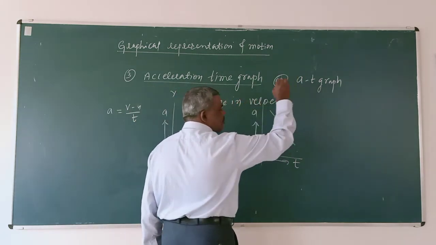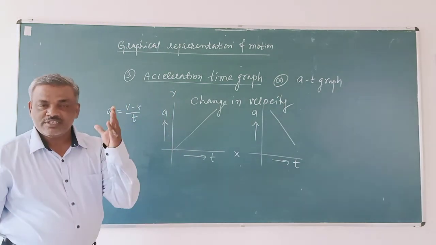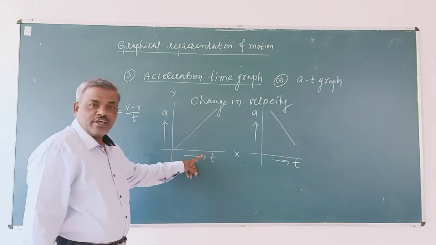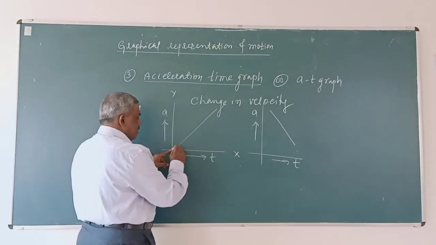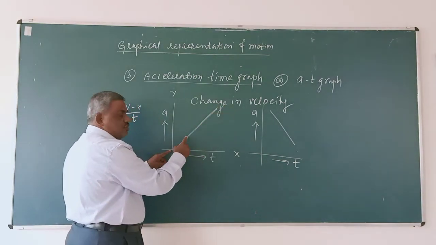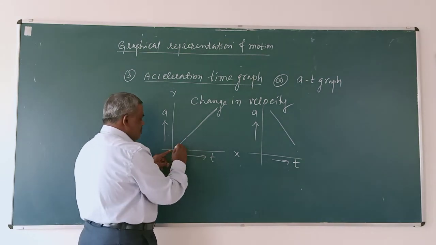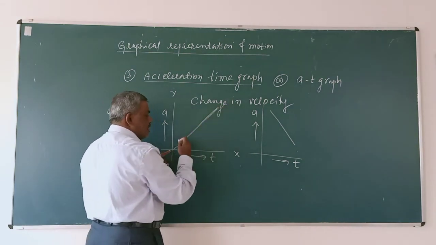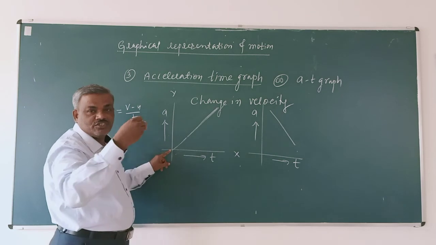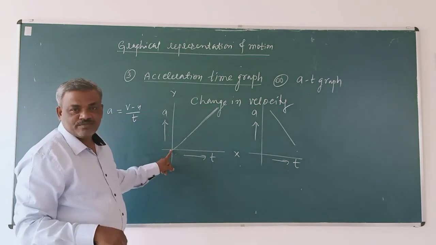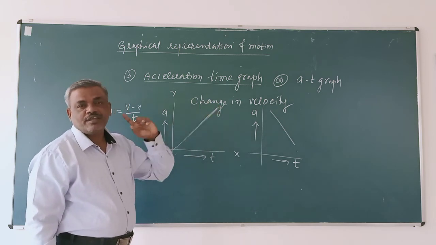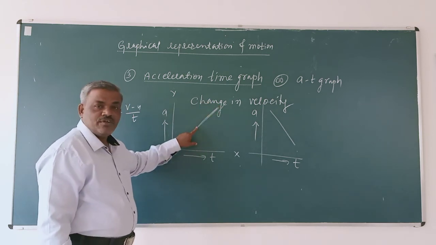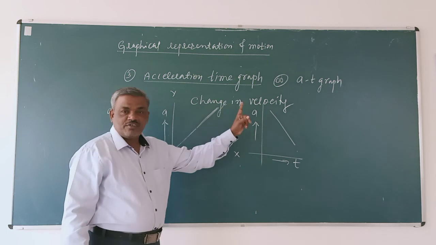This point is very important, students. What does the acceleration time graph represent? This is a straight line. Acceleration is positive if the velocity of the body increases. So the velocity will change. Acceleration is positive if the velocity of the body increases. So this graph gives the change in velocity of the body.